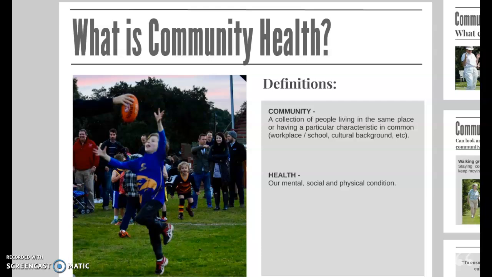Remembering that community health is looking at two different aspects at the same time. We have our community. So a community is a collection of people living in the same place or having a particular characteristic in common. So you might have a workplace community, a school community. You might have a cultural background of some sort that makes you feel connected to a particular group of people. Or you might have a sporting organisation that you are a member of, and to you, that is a sporting community of yours. And don't forget, we have our health, which is essentially our mental, social and physical condition.